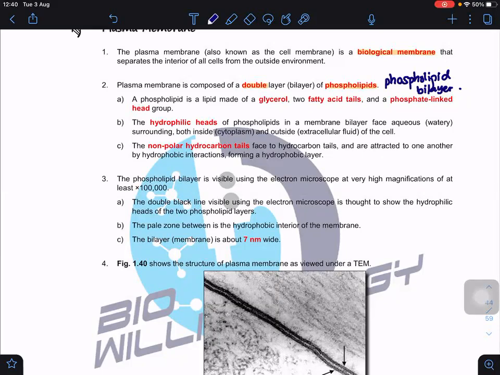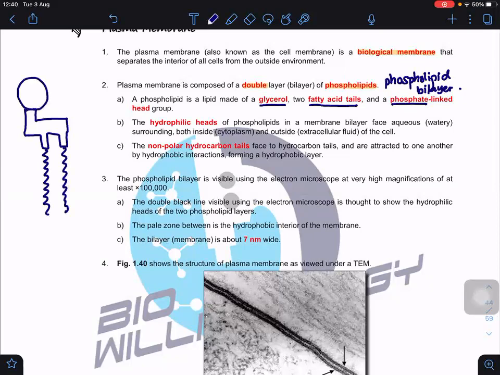So what's so special about this phospholipid bilayer? If you draw it, each phospholipid consists of one glycerol molecule and two fatty acids, linked with a phosphate at the head. The structure of glycerol, I normally represent it this way. Glycerol is attached to two fatty acid tails. Another part is the phosphate group.